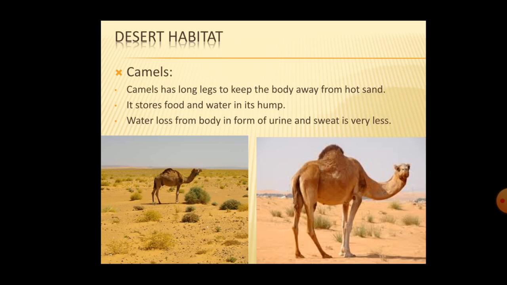We cannot imagine a desert habitat without a camel, yes? So let's talk about the camels. How are they surviving there? A camel has very long legs to keep them away from the hot sand. Also, it stores food and water in its hump, and the water loss from the body in the form of urine and sweat is very less. Also, their dung is very dry, so the least amount of water is used for their body activities.